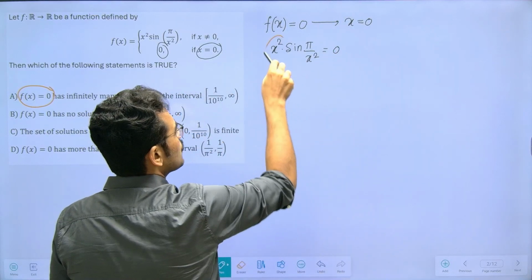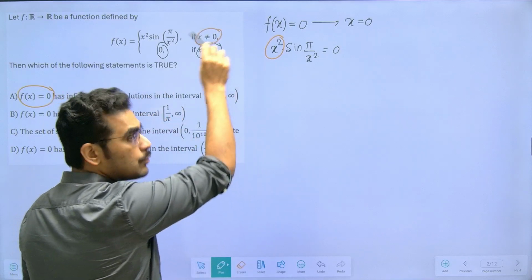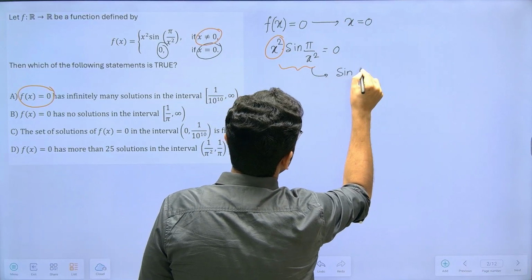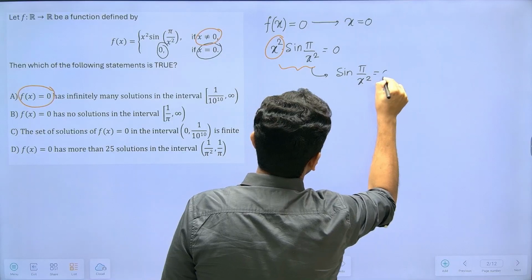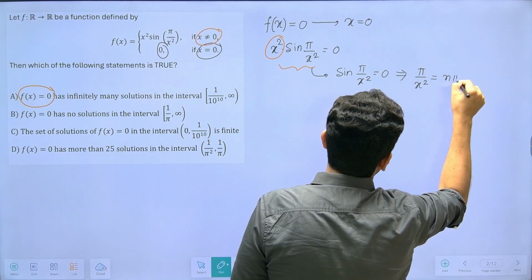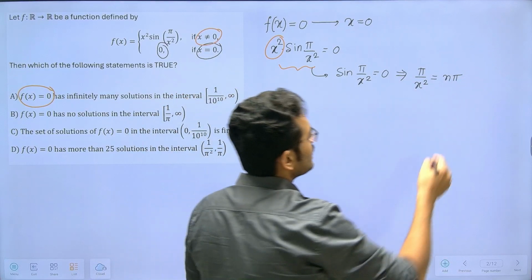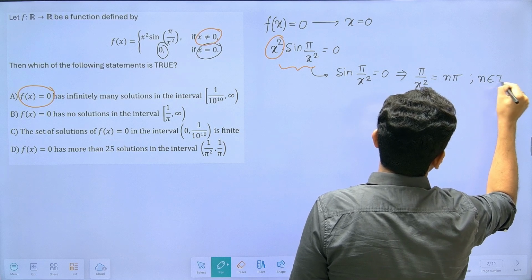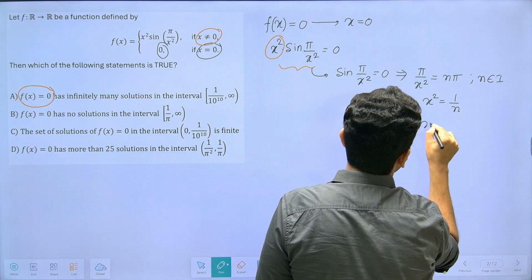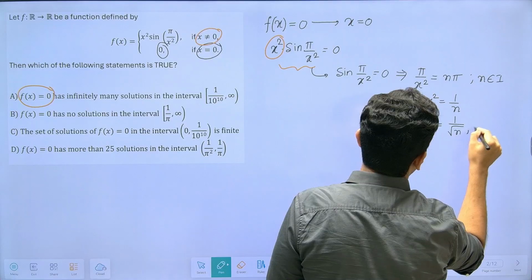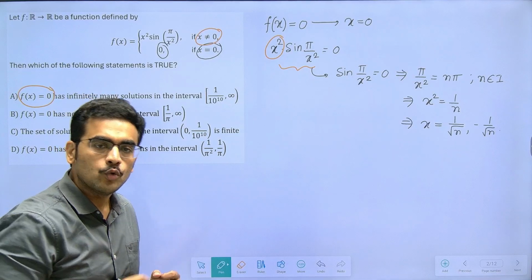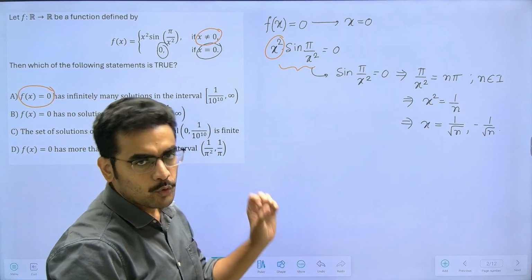What does it mean? x² cannot be equal to 0 because x is not equal to 0. That means sin(π/x²) should be equal to 0. That implies π/x² should be an integral multiple of π, that is nπ, where n belongs to integers. So x² should be equal to 1/n. The solution will be of the form x = +1/√n and −1/√n. It can be plus 1 by root n or minus 1 by root n.